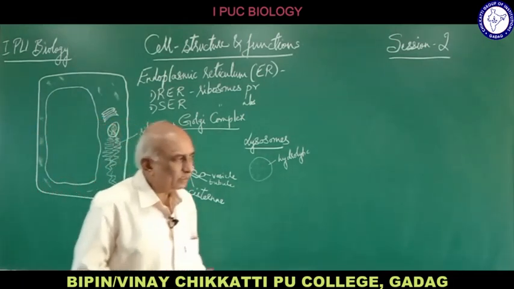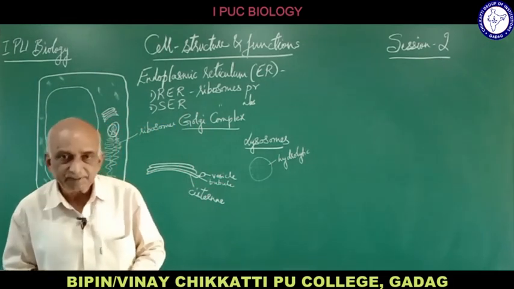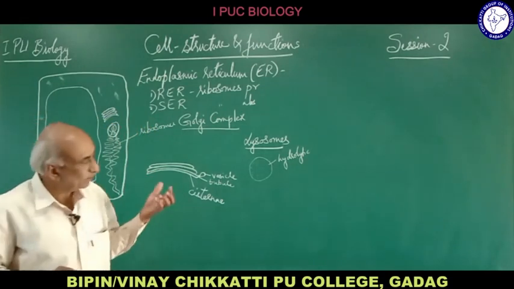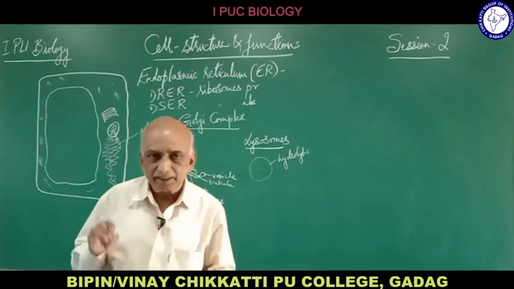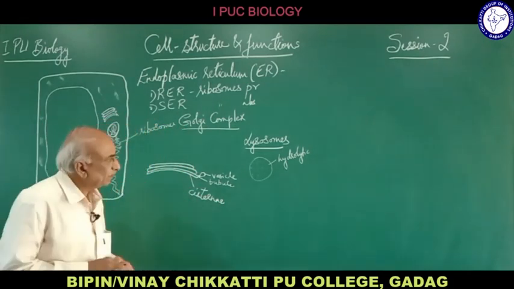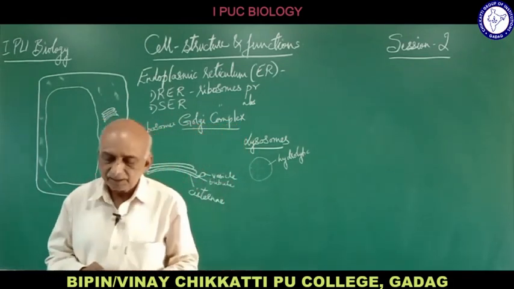Now these hydrolytic enzymes are very active at acidic pH. That means they require a particular pH in the medium, in the cell, for example. In the cell, at acidic pH they are very active, and they are involved in the digestion and also the removal of waste materials from the cell.